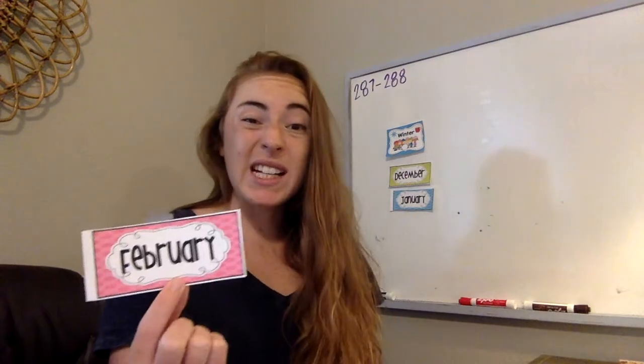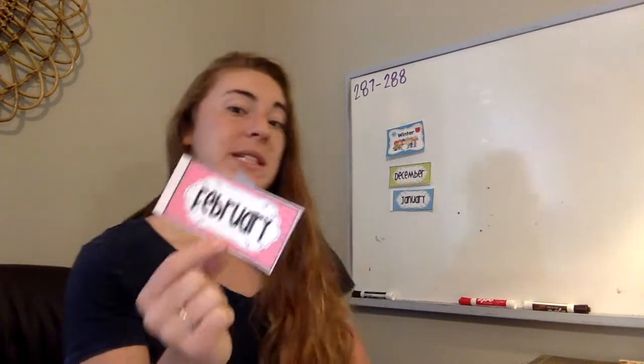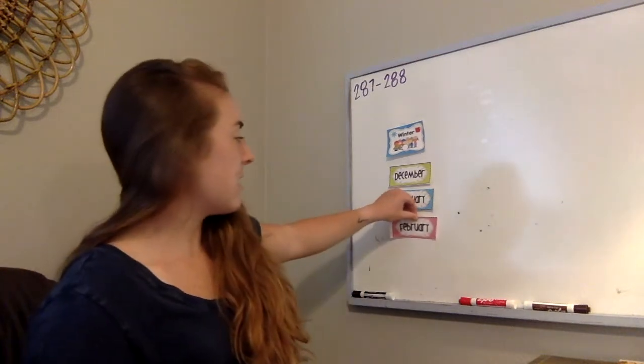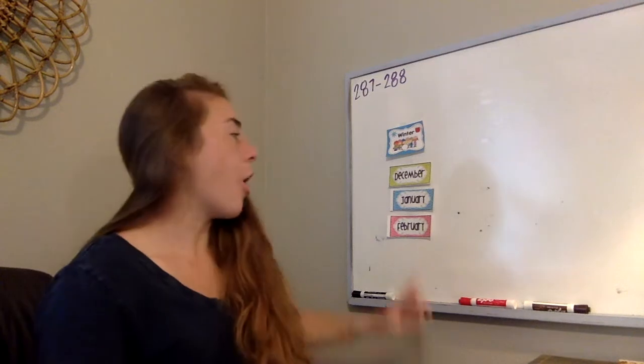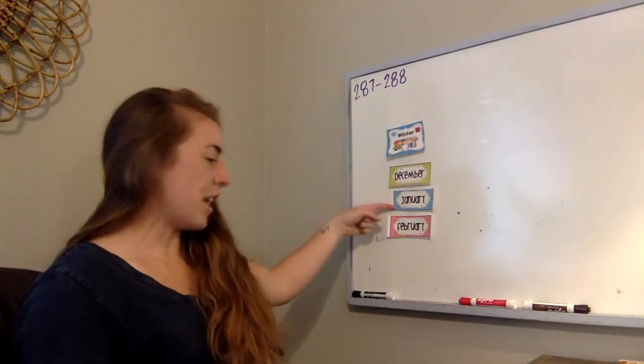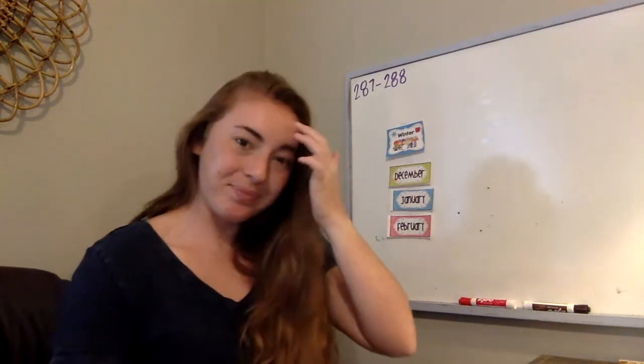And in February, it's still rainy and cold, so it's still part of the season of winter. So the 3 months of winter are December, January, February.